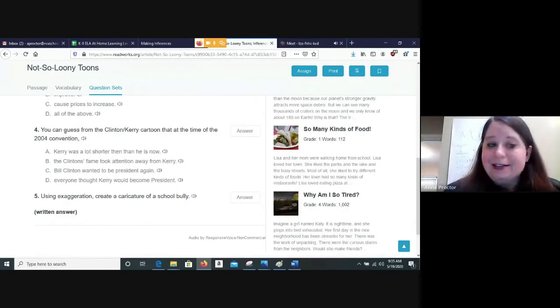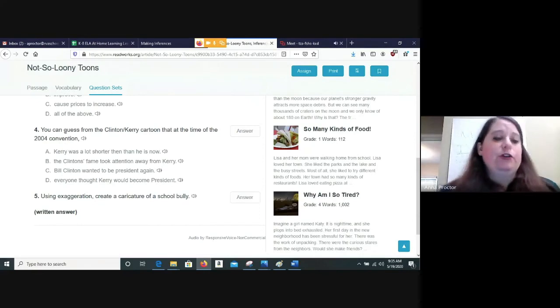You can make an educated guess using clues from the text plus what you already know, your text evidence plus your prior knowledge or background knowledge, same thing, from the Clinton-Kerry cartoon that at the time of the 2004 Democratic Convention, A, Kerry was a lot shorter than he is now. We don't know that, so we can slash that trash. B, the Clintons' fame took attention away from Kerry. That's a definite strong possibility.